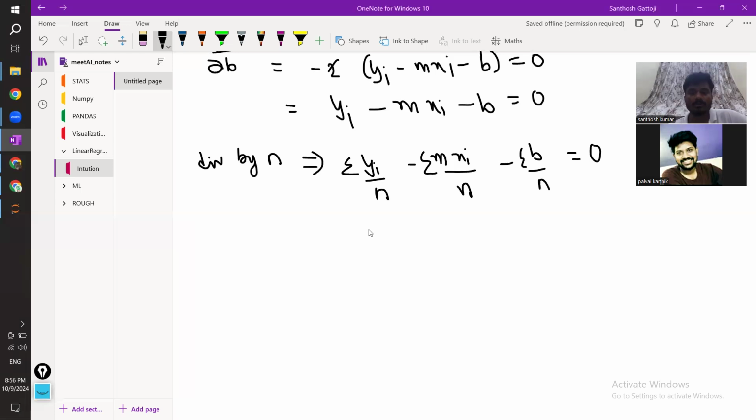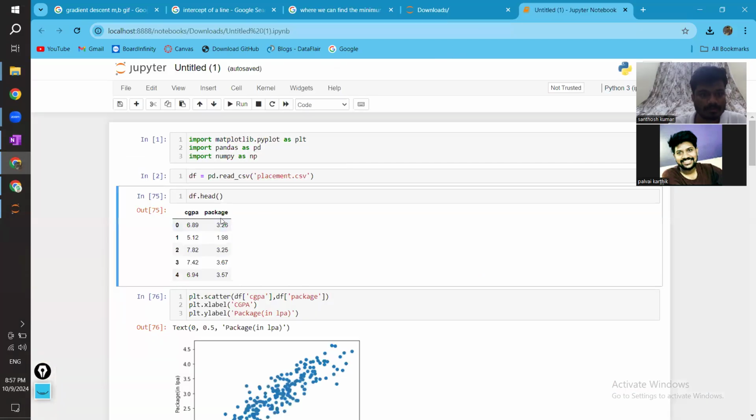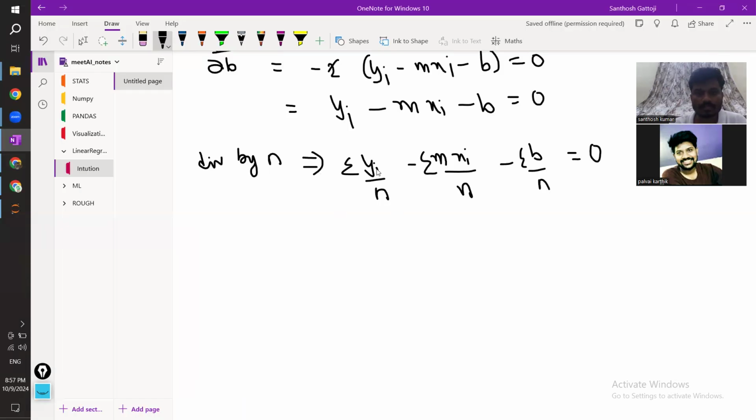What is this summation of yi by n? If you understand, it is just adding every value of y and dividing by n, the total number of y points, the whole y column. That means you are taking the average. For example, the salary or package, you are adding them and dividing by n. That average is represented by y bar, as we studied in statistics class.